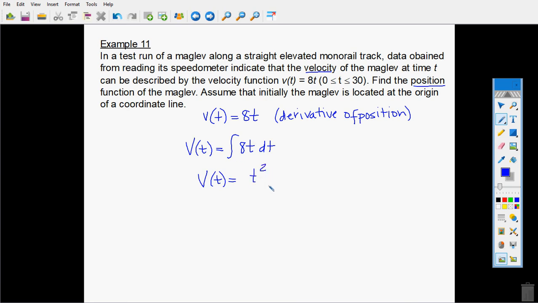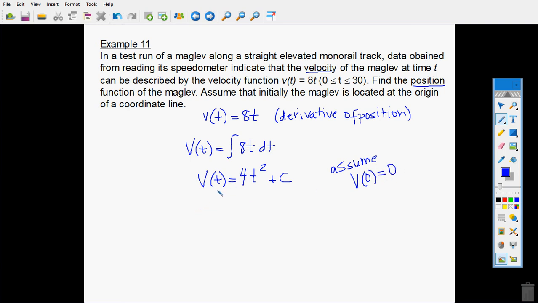I must have started at t squared. What do I multiply 2 by to get 8? 4, so 4t squared plus c. We can assume that at time 0, it started at 0. So we could just write, assume that position at time 0 equals 0.